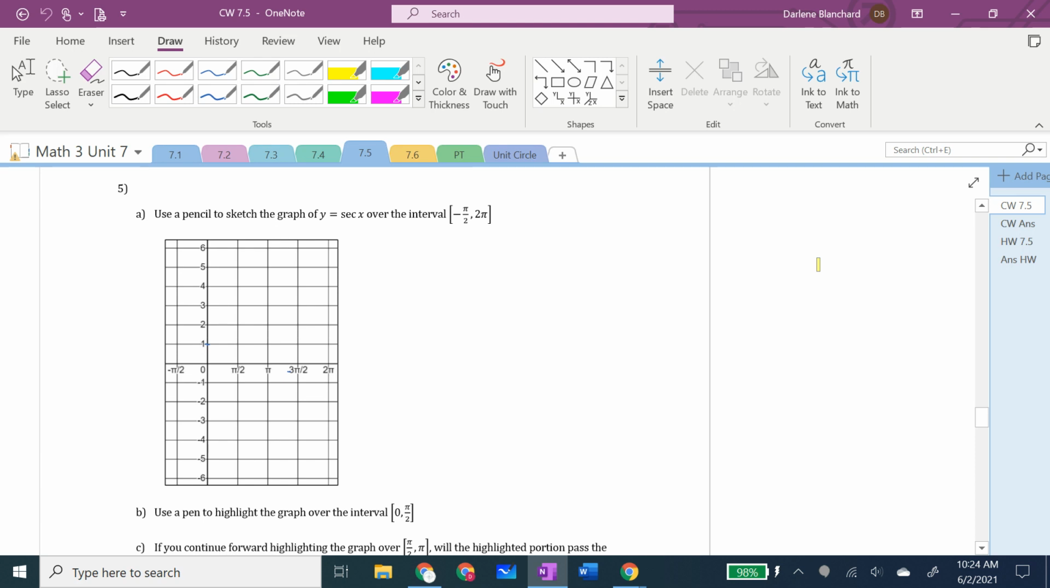Okay, for the graph of secant, let me see if my pen decided... oh, my pen's working again. It stopped working first period.